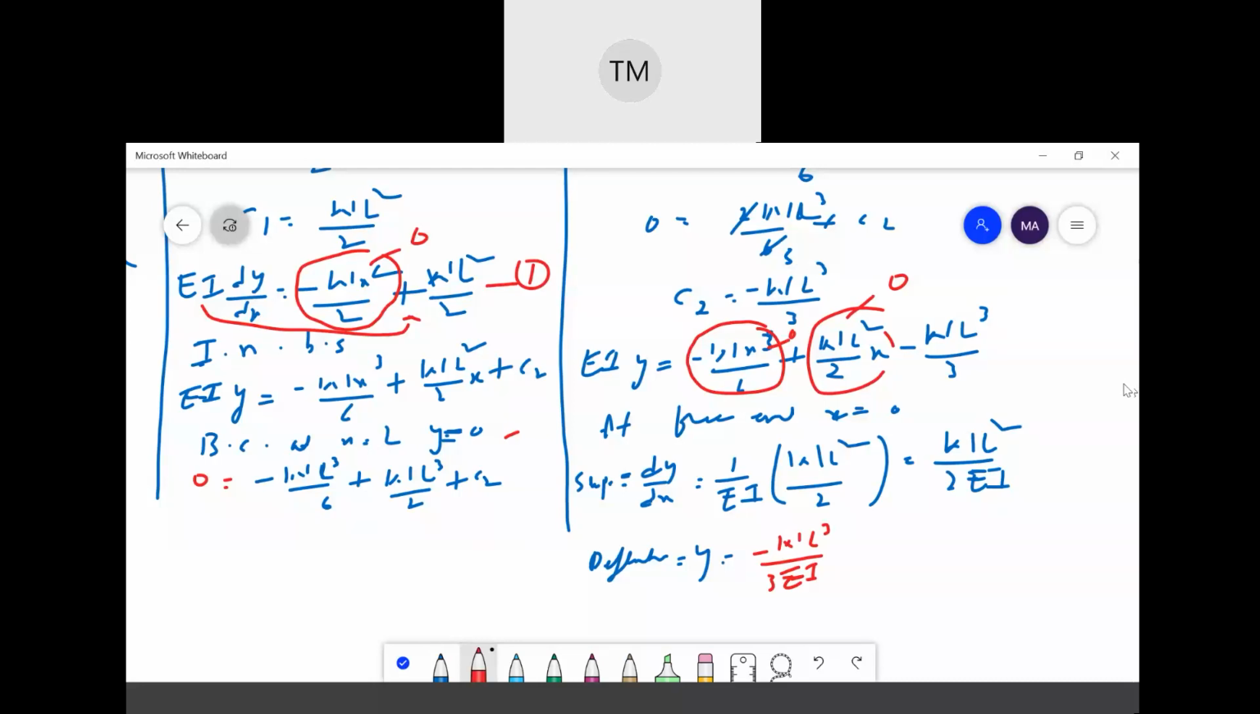The negative sign indicates that you can write it as deflection y is equal to WL cube by 3EI, acting in a downward direction. Negative sign indicates that the deflection is acting downwards. Is it clear?